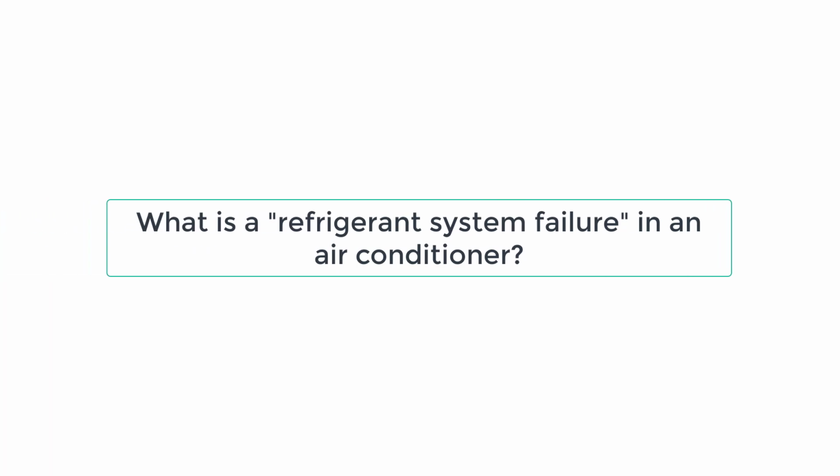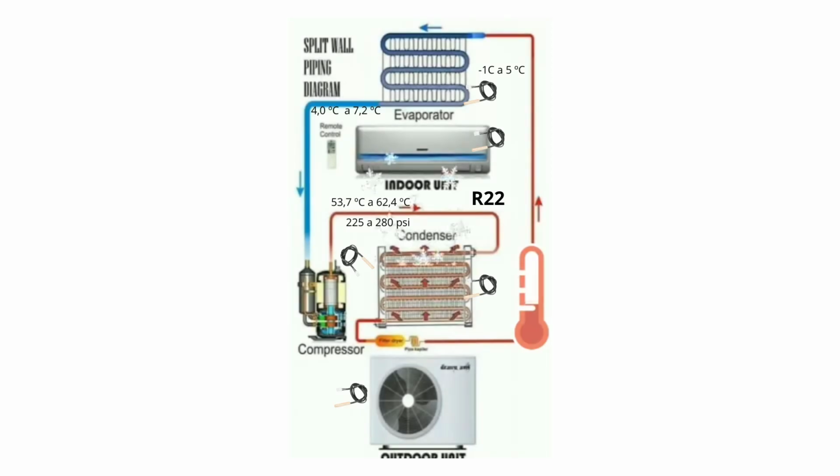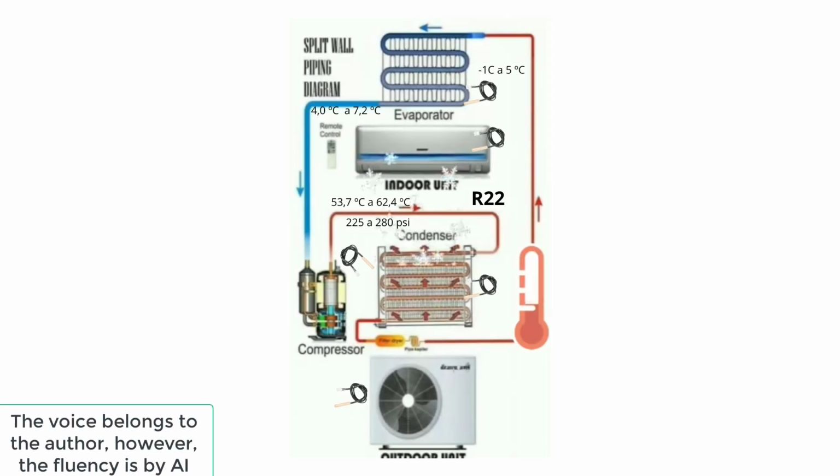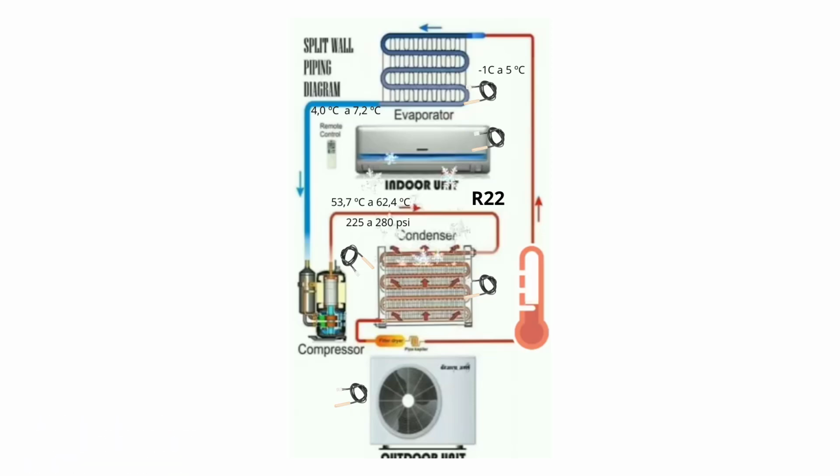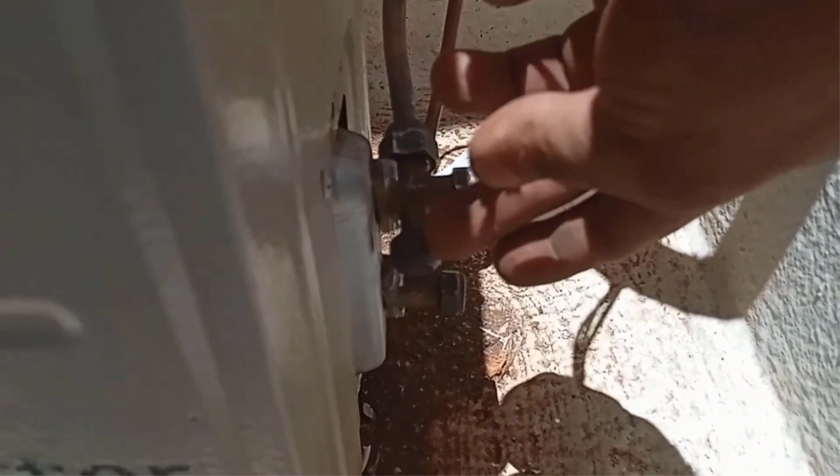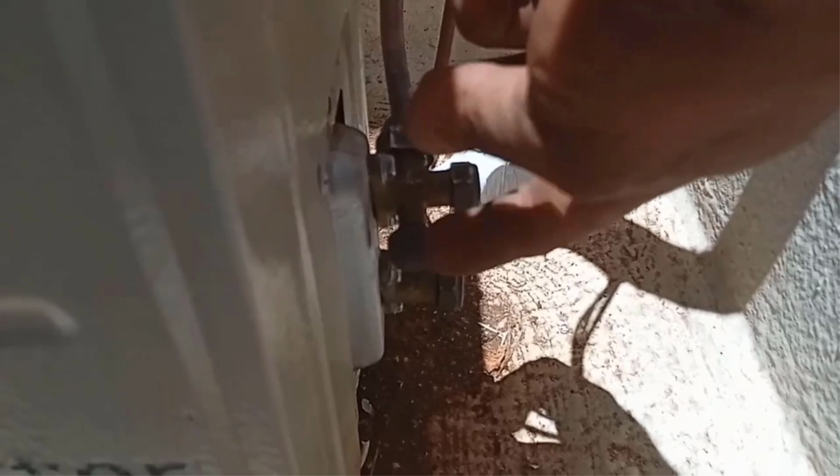What is a refrigerant system failure in an air conditioner? A refrigerant system failure in an air conditioner refers to any problem that prevents the system from working properly and cooling the room. This can include a number of causes, such as refrigerant leaks. There may be leaks in the pipes, joints, or connections, resulting in low refrigerant levels.